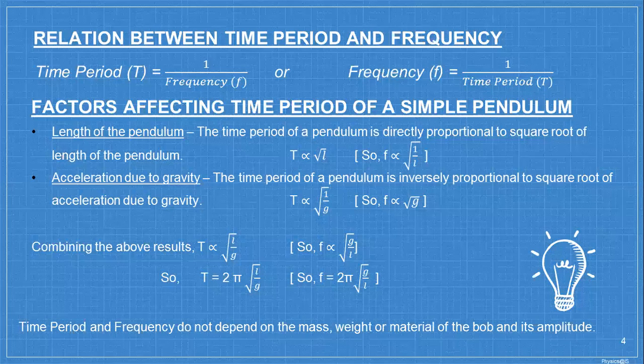As their lengths are the same, their time period will also remain the same. The material of the bob won't affect the time period of the pendulums.